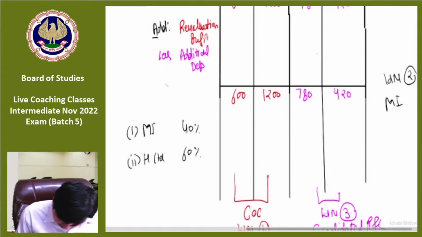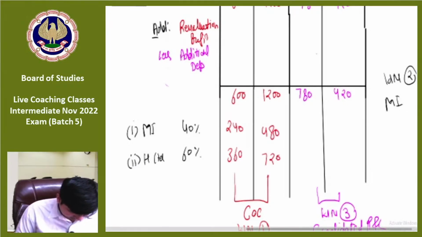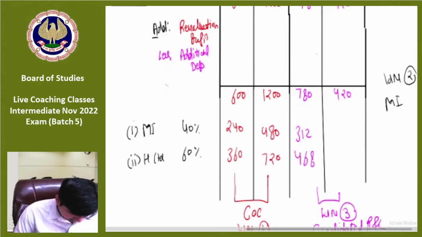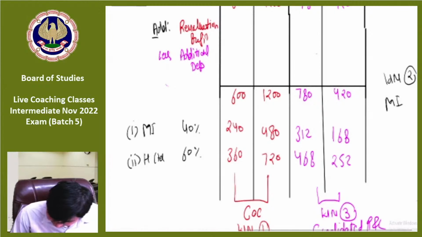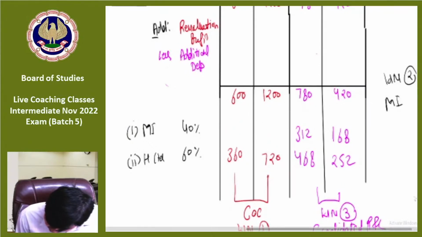This is 240, 360, 480, 720, 312, 468, 168, 252. I am writing here with the black color so that you may know easily.